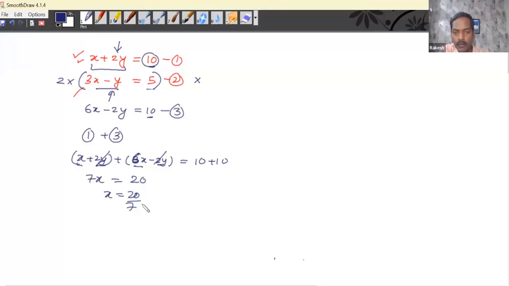Once we have got one value of x, then definitely the next value of x can easily be identified. What we can do is that since this value of x must satisfy this equation as well as this equation, we can substitute this value of x in either of these equations, right? So let us substitute in the first equation. So we'll be getting 20 by 7 plus 2y is equal to 10.